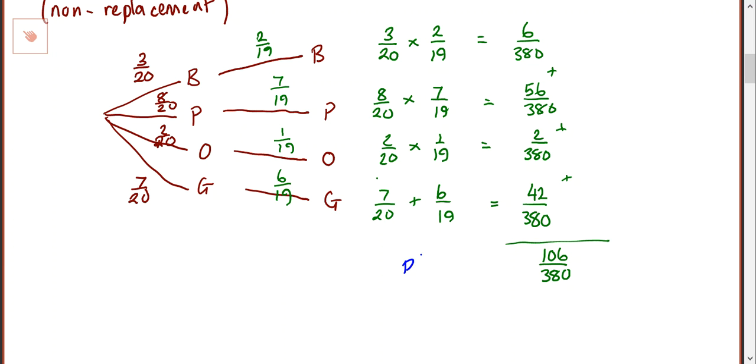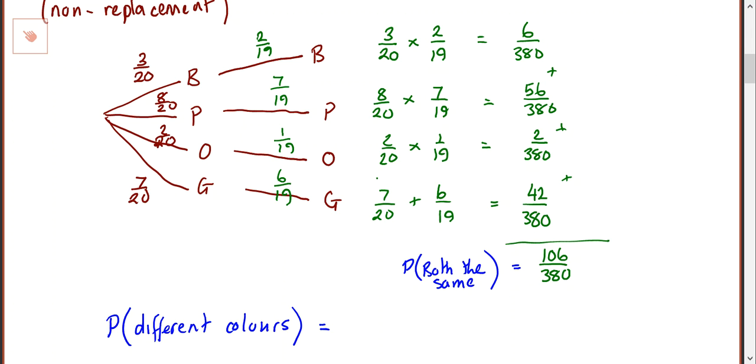So I've got the probability of both the same. What's the probability of neither being the same? Like not being the same? So the probability of getting them different colours. Yeah. What would be the probability of it being different colours? 274 over 380. How do you work that? Subtract 106 from 380. Okay, so we want to do 1 minus 106 over 380.